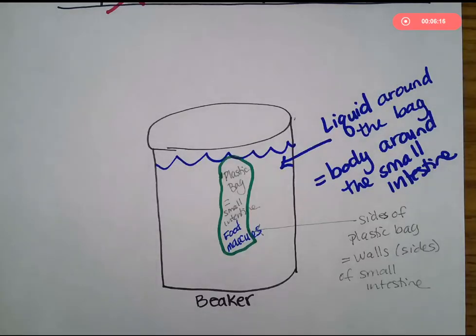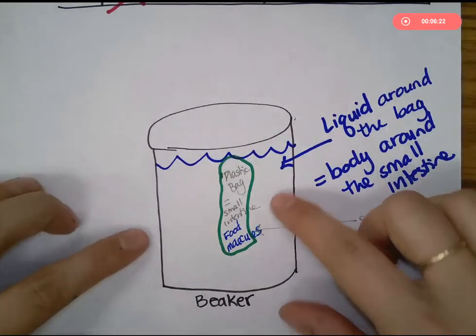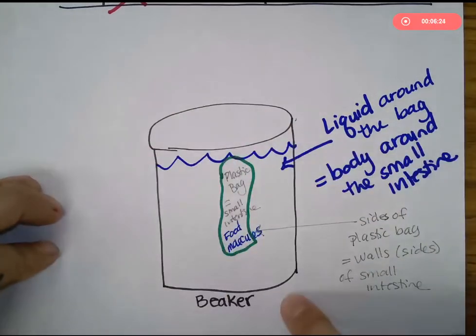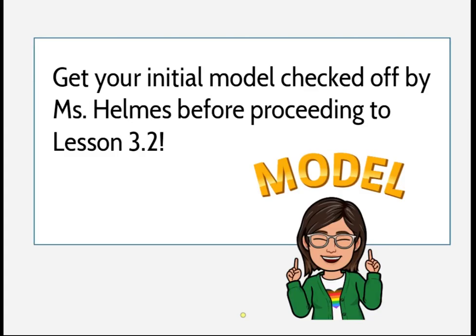All right, so your next step is actually going to be seeing how to set up this lab investigation and then collecting some data. When you are done, get your initial model on the front page of your packet checked off by Ms. Helms before you proceed to lesson 3.2. You got this.